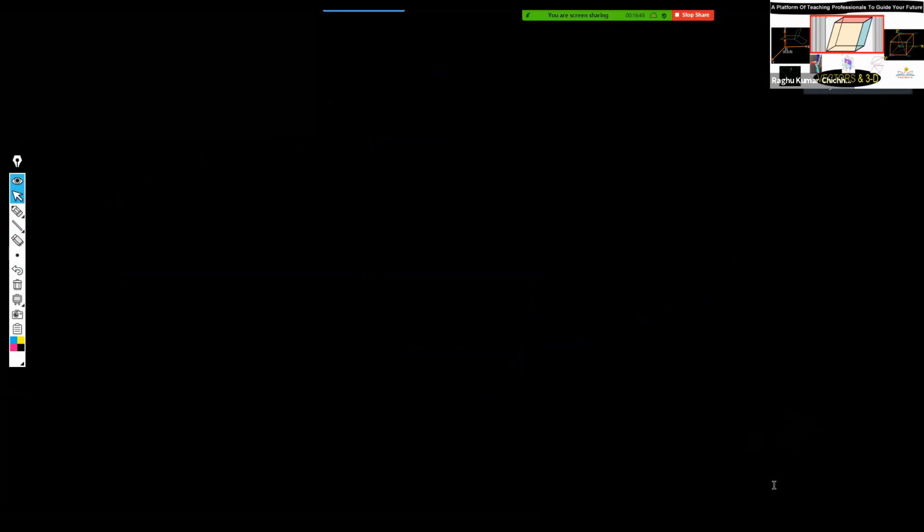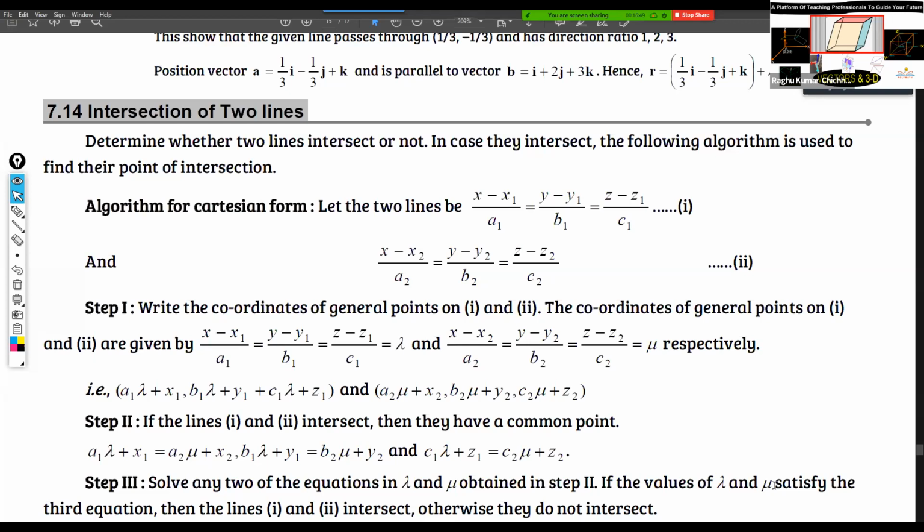So what happens in two-dimensional geometry? If they are not parallel, definitely they must intersect or they must coincide with each other. In three-dimensional geometry, there is an extra case. If they are not parallel and non-intersecting, then there is another case which is said to be skew lines. They never intersect with each other, they are neither parallel nor intersecting. Okay, so they will have some shortest distance also.